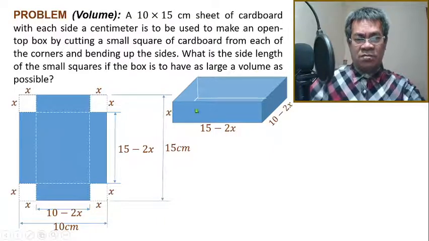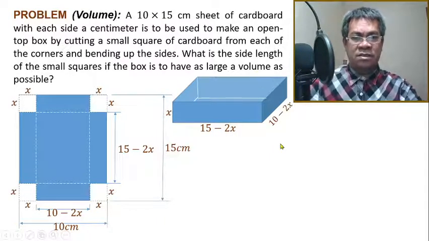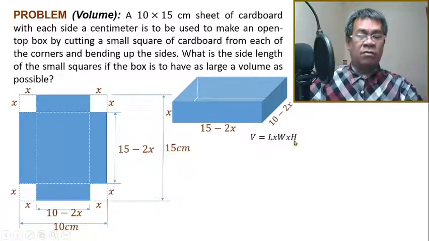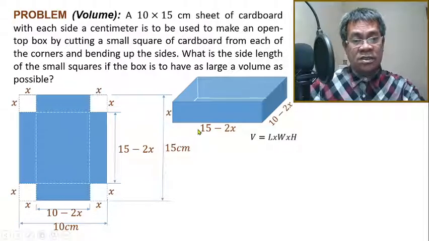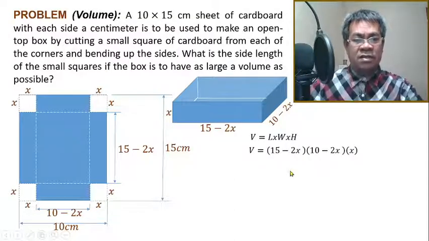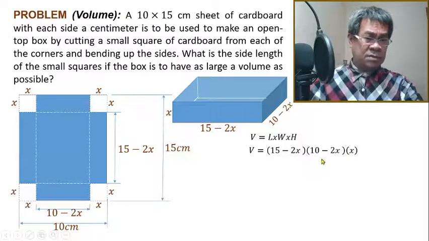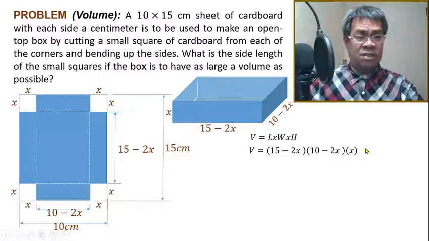So what is the volume of this box in terms of x? So length times width times height. Volume of a rectangular prism. Geometry. So the length is 15 minus 2x. The width is 10 minus 2x, and the height is x. So multiply the 3: 15 minus 2x, 10 minus 2x, and x.